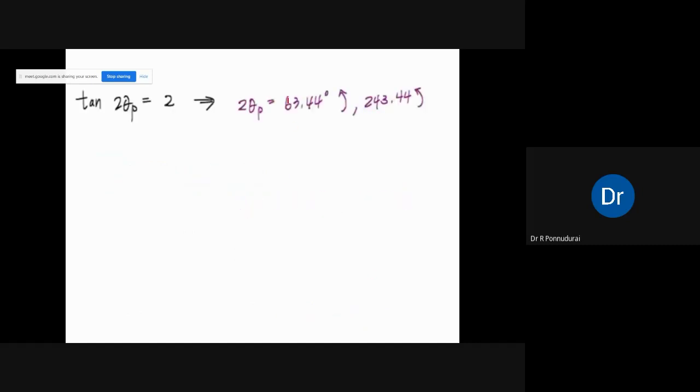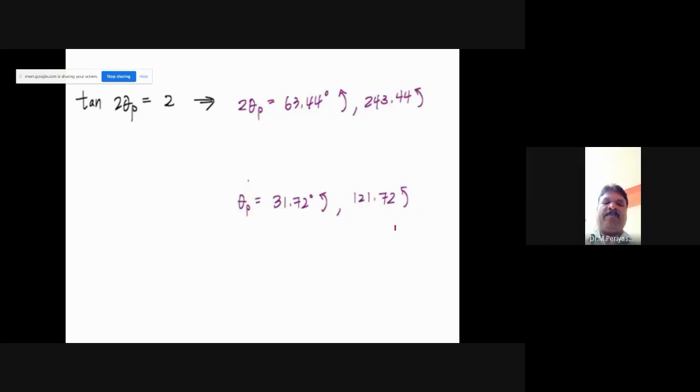So since it is a positive value, positive is treated as anticlockwise always. So in one plane, and in another plane plus 180 degrees, again that is anticlockwise, it is all positive. Now theta p becomes divided by 2, so 31.72 degrees anticlockwise. Here again another plane, 121.72 degrees anticlockwise. Is it okay?